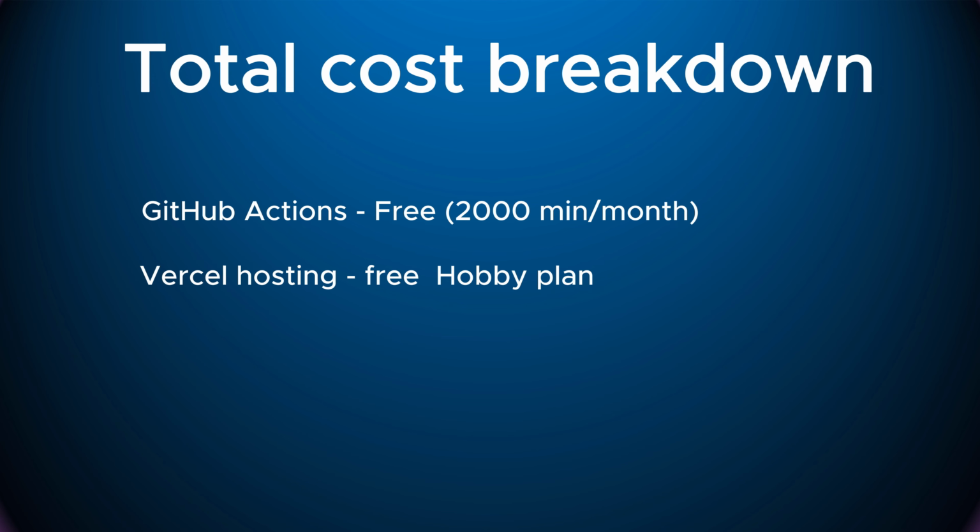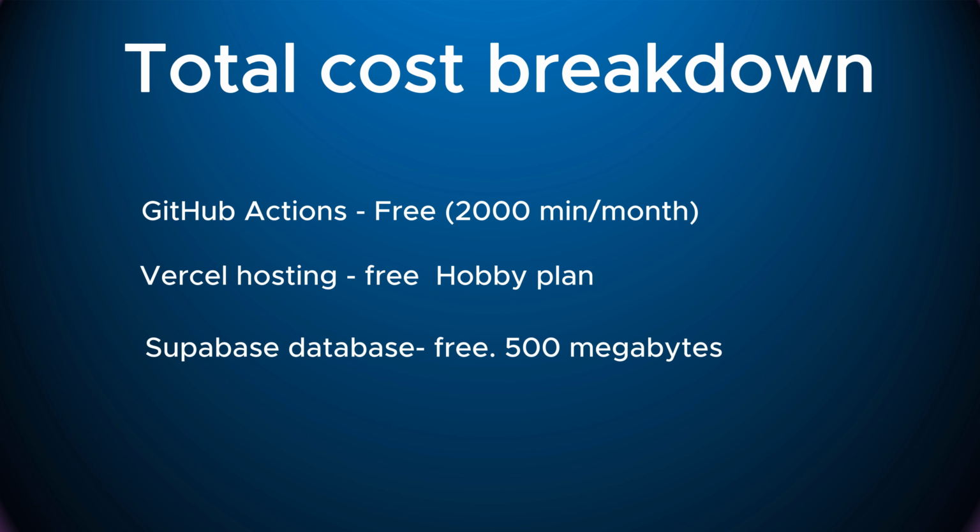Total cost breakdown because everyone asks. GitHub Action, free, 2000 minutes a month. Vercel Hosting, free, Hobby plan, unlimited bandwidth. Supabase, free, 500 megabytes. We use 10.